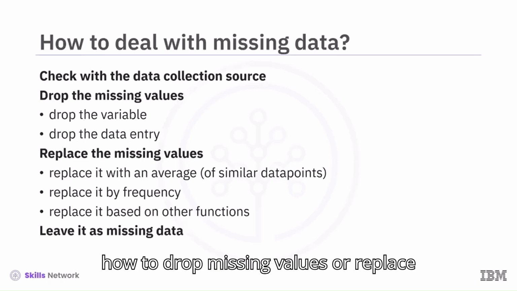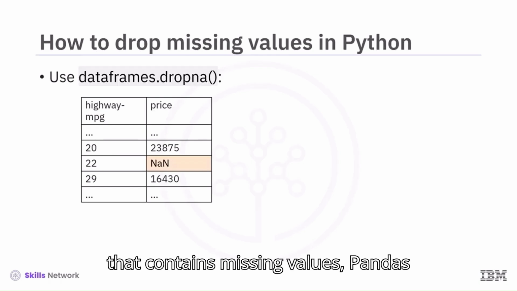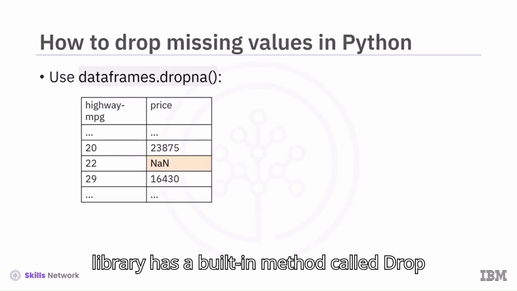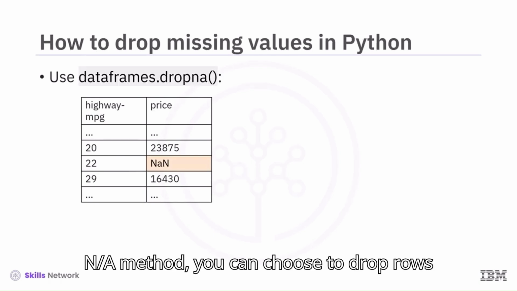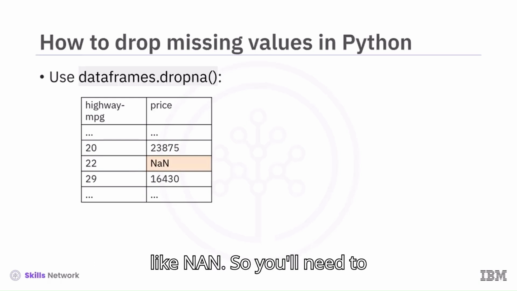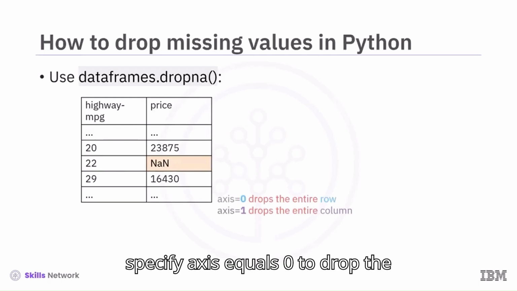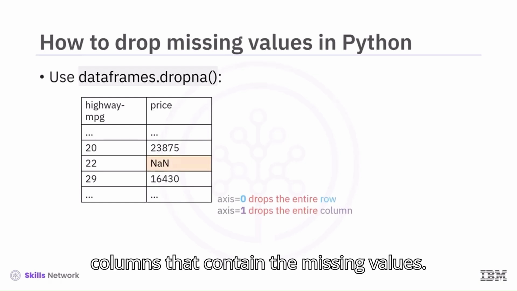Now let's go into how to drop missing values or replace missing values in Python. To remove data that contains missing values, the Pandas library has a built-in method called dropna. Essentially, with the dropna method, you can choose to drop rows or columns that contain missing values, like NaN. So you'll need to specify axis equals 0 to drop the rows, or axis equals 1 to drop the columns that contain the missing values.